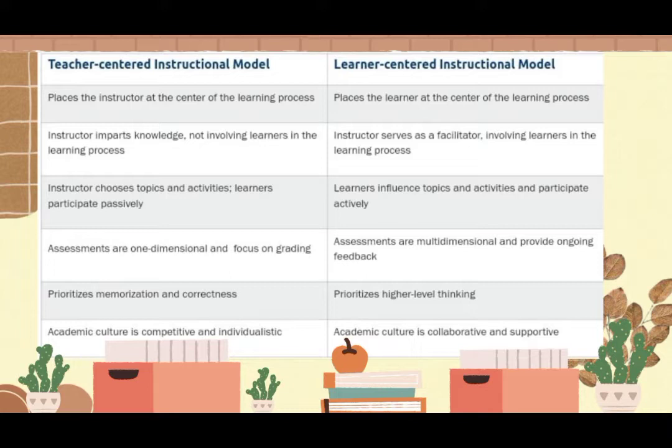Then we have that the teacher-centered instructional model prioritizes memorization and correctness, while the learner-centered instructional model prioritizes higher level thinking. In the teacher-centered instructional model, academic culture is competitive and individualistic. In the learner-centered instructional model, academic culture is collaborative and supportive. So based on the table, we can clearly differentiate between the teacher-centered and learner-centered instructional models.